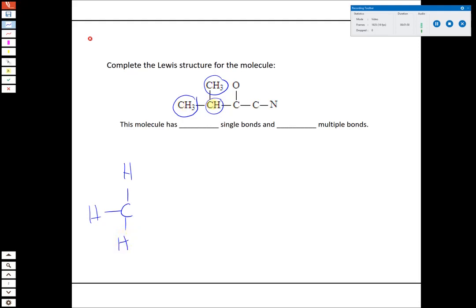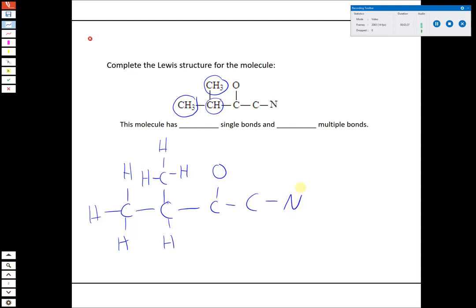And then this carbon is going to be bonded to the next one, which is labeled as CH, which means that's going to have 1 hydrogen on it. And then that carbon is going to be bonded to one that has 3 hydrogens, so another CH3. So we're just going to write out the hydrogens more explicitly so we can see them and count the bonds and electrons more easily. So that's the first part of the molecule. And then over here we have a C with an oxygen, another carbon, and a nitrogen. All right, so we have this sort of setup.